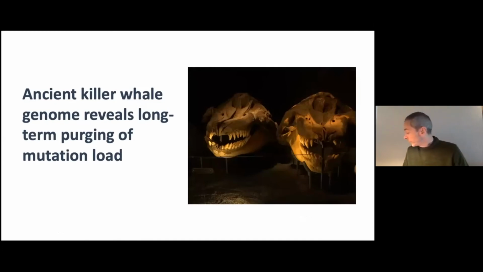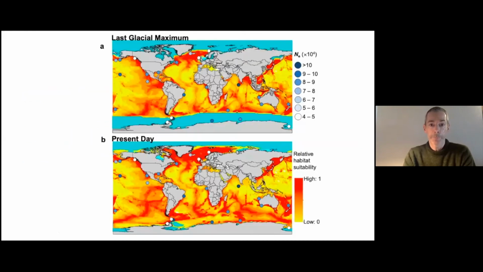So I'll just quickly check my time. Right. Gosh, I need to go a bit faster, but this second case study is going to be looking at an ancient killer whale genome, and how just a single representative ancient genome can give us some resolution of the temporal pattern of changes in the allele frequencies, in this case associated with purifying selection.